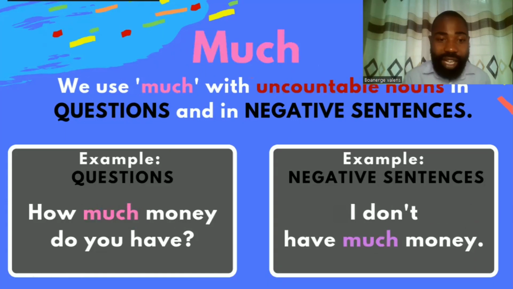Right. Here, much. We use much with the uncountable nouns in questions and negative sentences. Example, how much money do you have? In negative you can say I don't have much money.